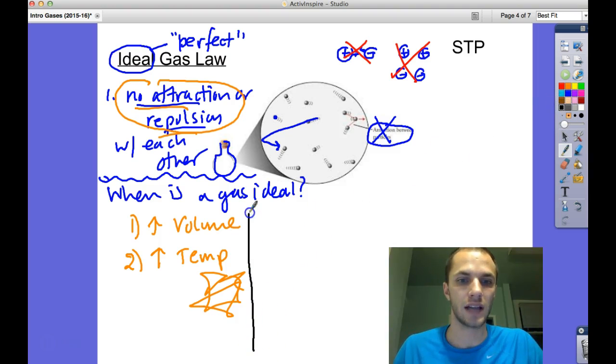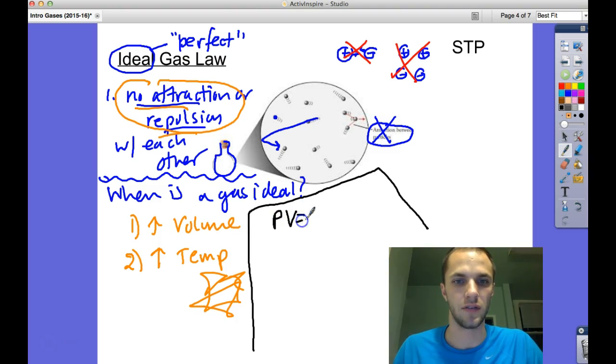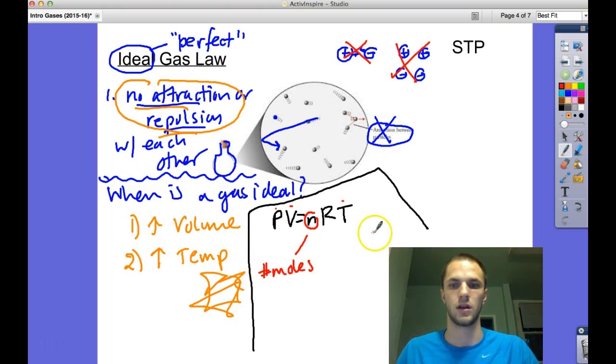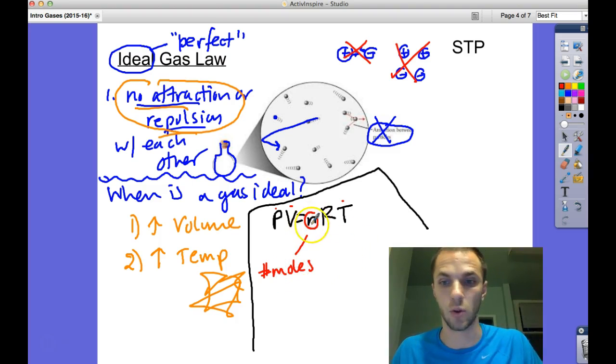The ideal gases have a special formula, which is PV equals nRT, where P is pressure, V is volume, T is temperature. The only new thing we need to know is what n represents. That's the number of moles of a gas. So here we're going to have to use our conversions between grams and moles, because I could give you a problem in grams and you have to convert it to moles before you plug it in.